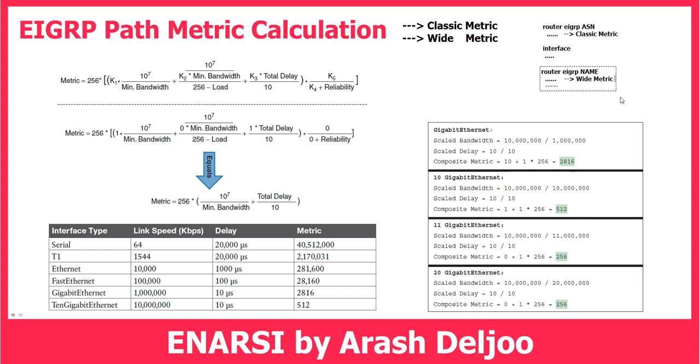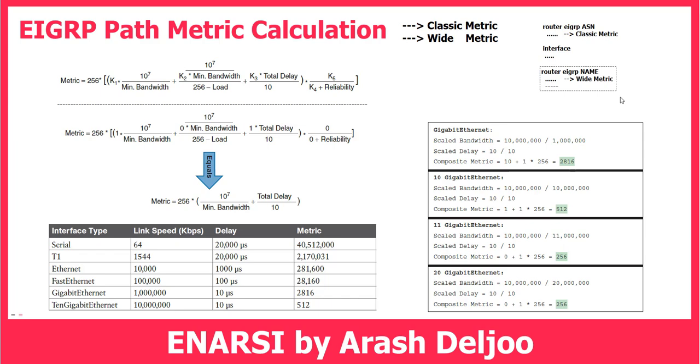And here we are learning about the wide metric. You know that in comparison of the router EIGRP AS number and router EIGRP name, we have some differences. The first difference is related to the more efficient method of configuration in the named mode, and the second benefit of the router EIGRP named mode is the more efficient features, more efficient methods, and some other things related to the efficiency of this method. One of them is the wide metric.